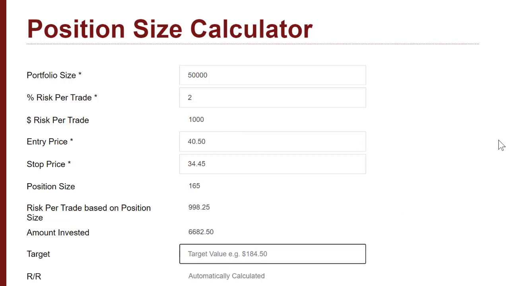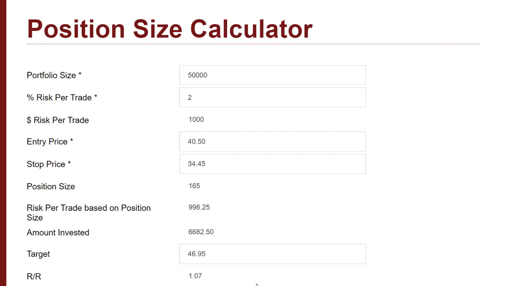Now you can see there's another spot down here. You can put that in or you don't have to put that in. That's for the target. And that gives you the automatically calculated reward to risk ratio. So for Foot Locker, our target was 46.95. That gives you a reward to risk of 1.07 to 1. What does that mean? For every dollar you're risking, we expect to make $1.07. This will almost never be below 1. Okay, sometimes it will be well above 1. It really depends on how the trade sets up.